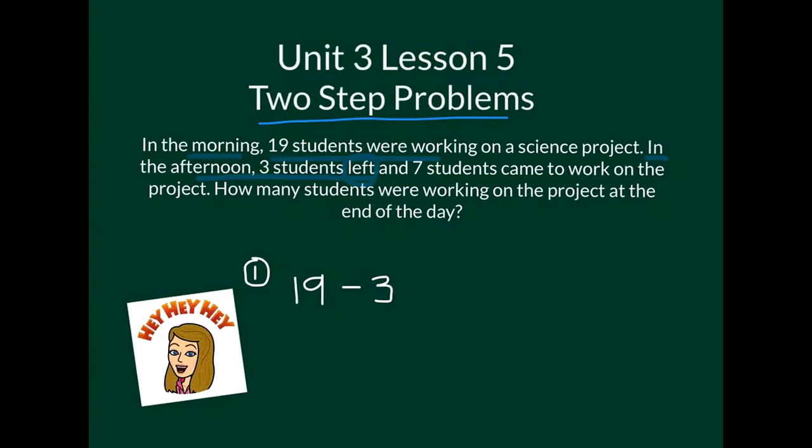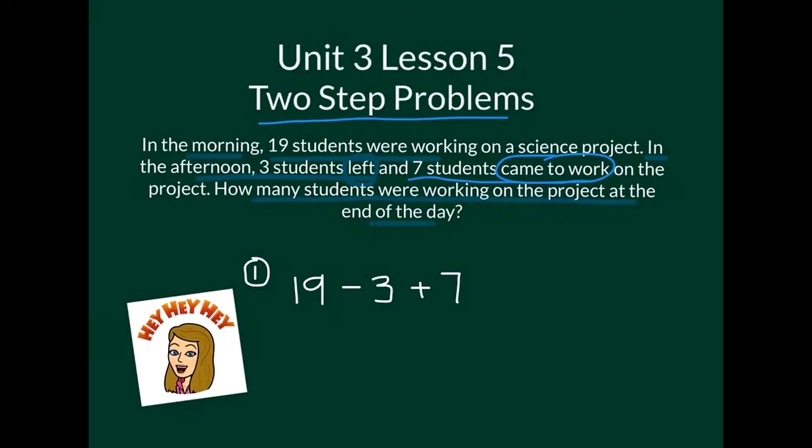Next, it tells me then that 7 students came to work on the project. So that means they're coming to work on the project. So then I'm going to need to go back to my problem and add 7 kids that will be coming back to work on the project or joining these kids in the workroom. Finally, I'll look at the question that it's asking me to solve. How many students were working on the project at the end of the day?